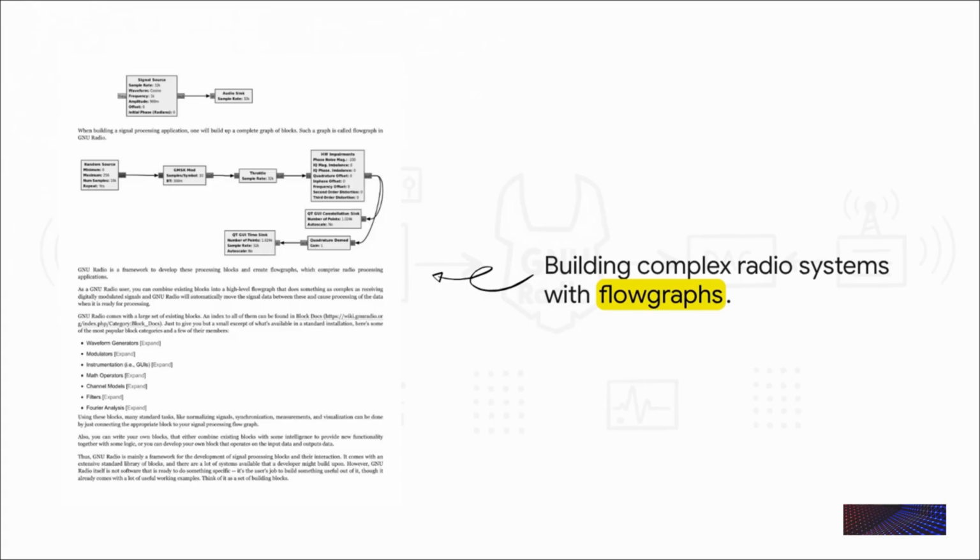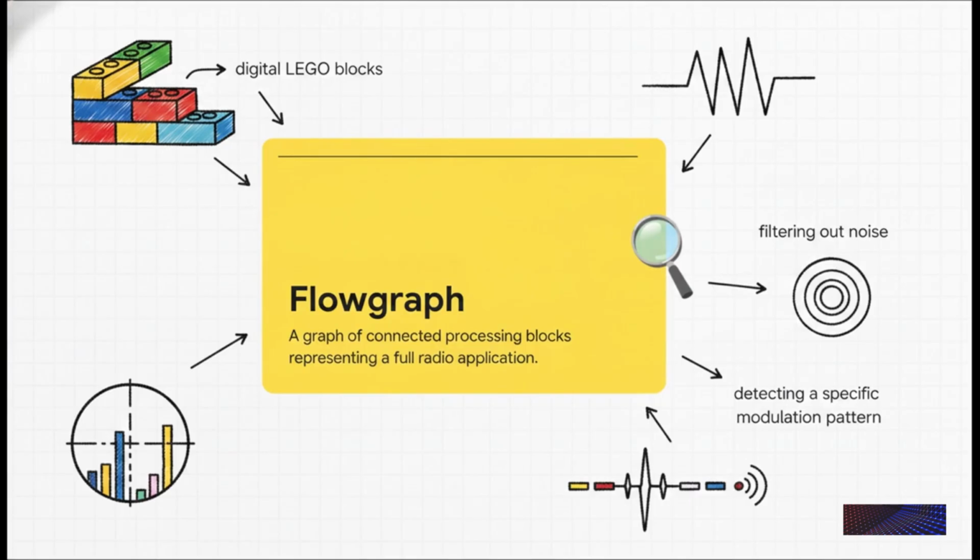GNU Radio completely bypasses that. It gives you this incredibly intuitive visual editor that handles all the messy data movement for you behind the scenes. You literally just drop in highly optimized, pre-written processing blocks and connect them together to build your entire radio system. Within GNU Radio, this whole visual setup is called a flow graph. And a flow graph is exactly what it sounds like, a complete graph of connected processing blocks that makes up a full radio application. I like to think of them as digital Lego blocks for engineers.